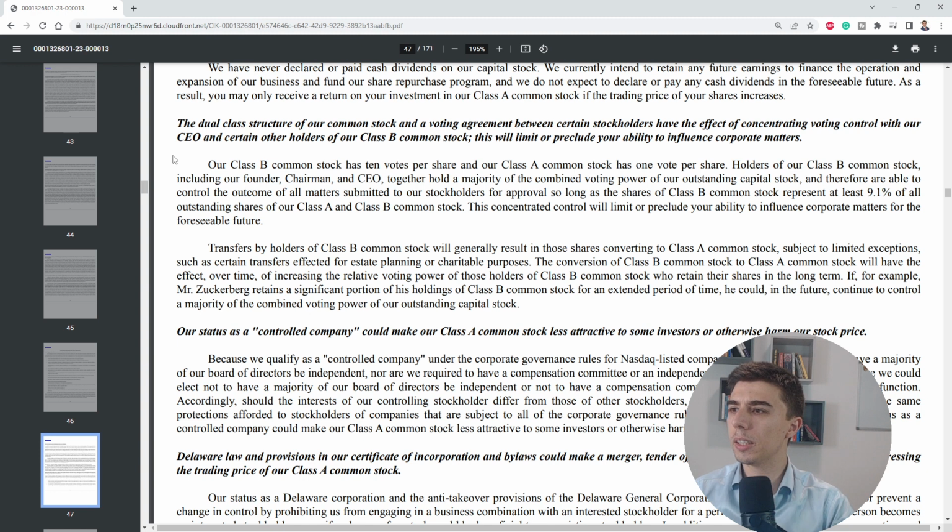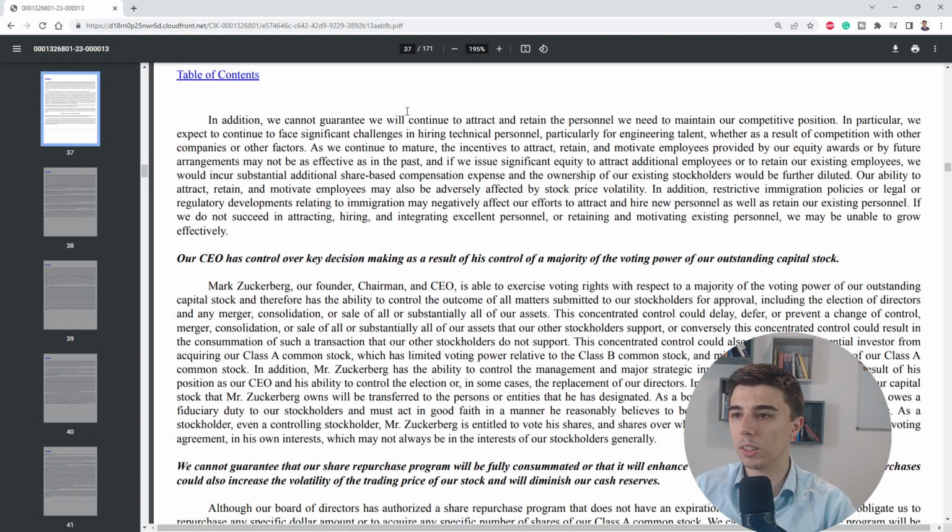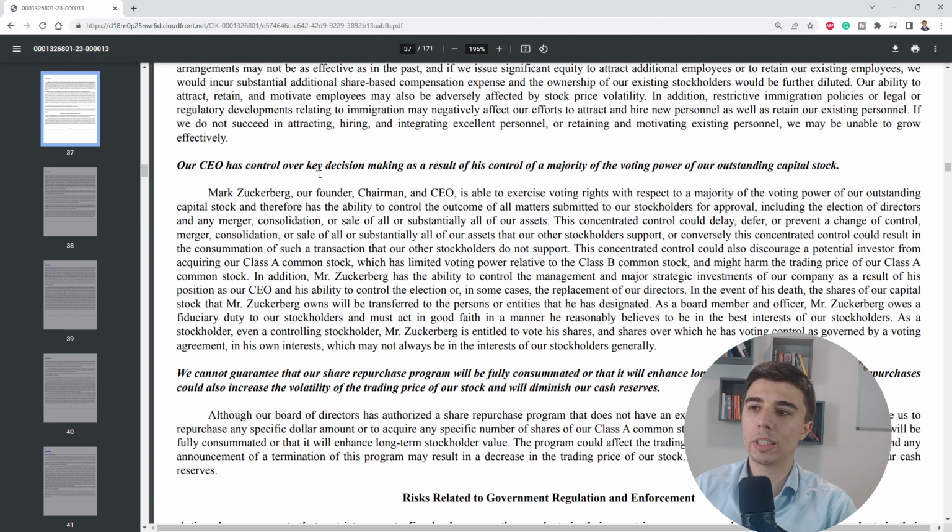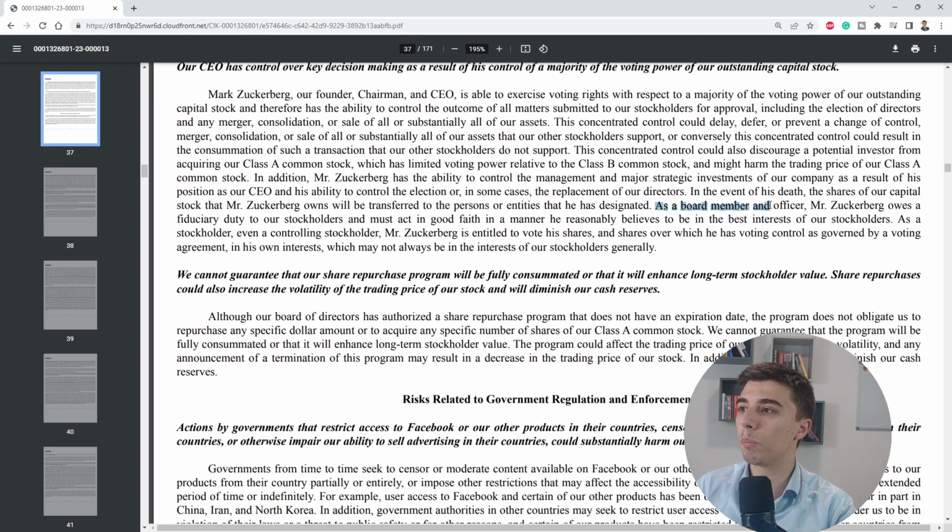So why is this relevant? Why should we look into this? I'm going to go back to page 37, and this is part of the risk section of Meta's annual report. Our CEO has control over key decision making as a result of his control of a majority of the voting power of our outstanding capital stock. So by owning more of the Class B common stock, it allows him to have this influence over the important decisions. And down here, it mentions, as a board member and officer, Mr. Zuckerberg owes a fiduciary duty to our stockholders and must act in good faith in a manner he reasonably believes to be in the best interest of our stockholders.